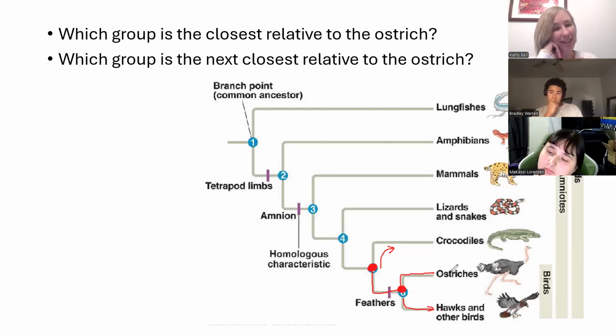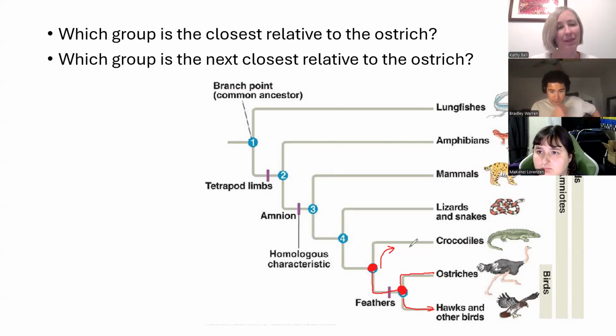Okay, so does that make sense? What you're looking for, you just kind of work your way back and see where that node is, that common ancestor, and see who else is branching off there, and that's what you want to look for with that. Okay, let's do another one.